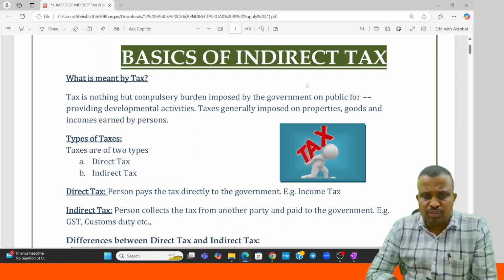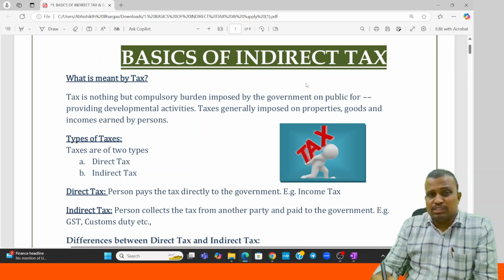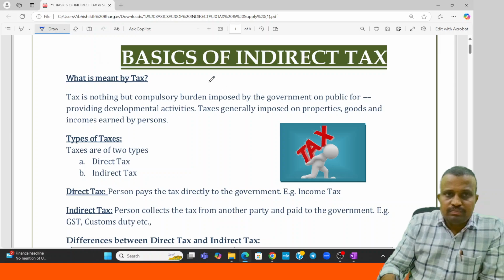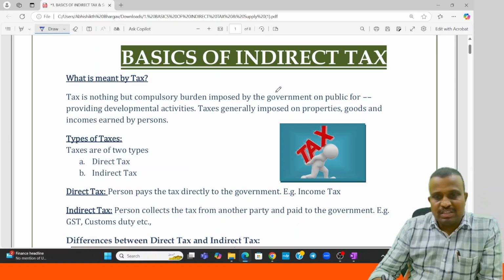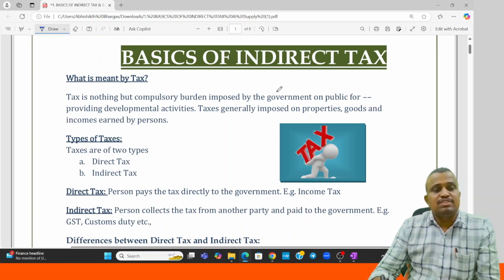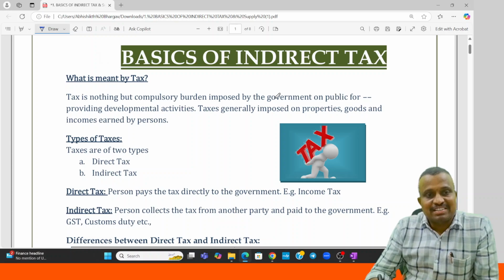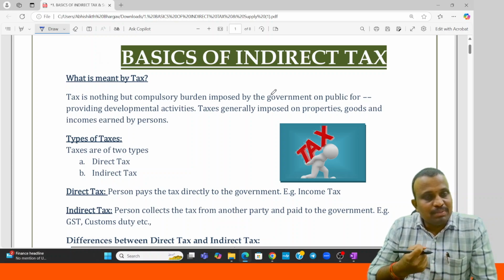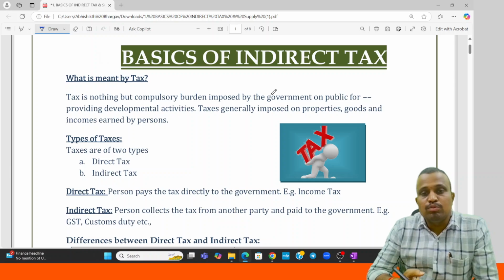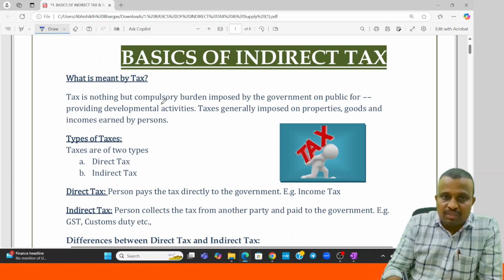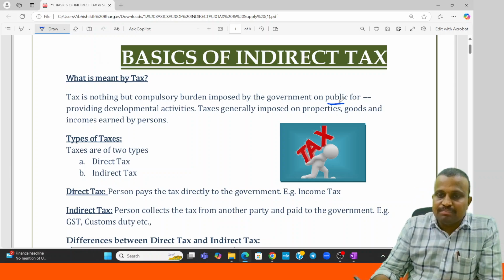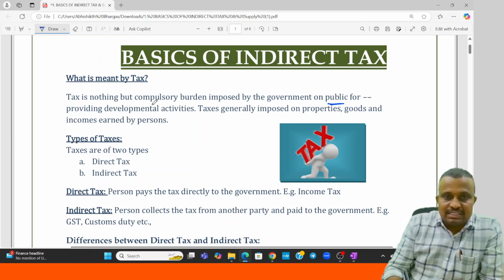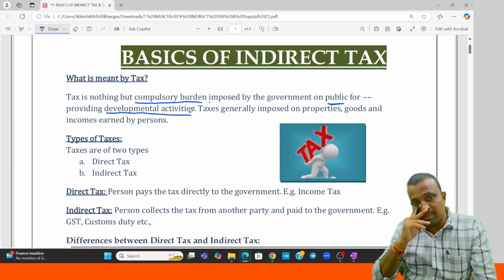Coming to our first topic: basics of the indirect taxes. First of all, what is meant by tax? Tax is a compulsory burden imposed by the government on the public. And why is that levy made by the government? Because the government is required to provide some developmental activities to the public.